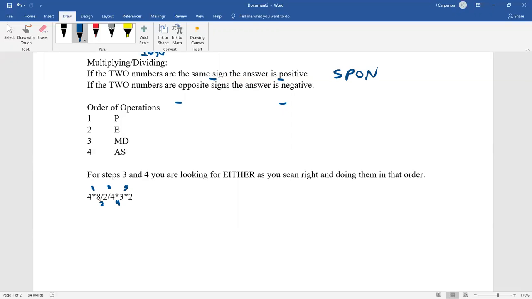So 4 times 8, what's that? 32, divided by 2 is 16, divided by 4 is 4, 4 times 3 is 12, 12 times 2 is 24. That is most likely a very different answer than if you did all the multiplications, then all the divisions. Once in a blue moon, there's a coincidence, but it's just that, a coincidence. So after you do all your multiplications and divisions, then you scan for your additions and subtractions, and you do them in the order seen from left to right.